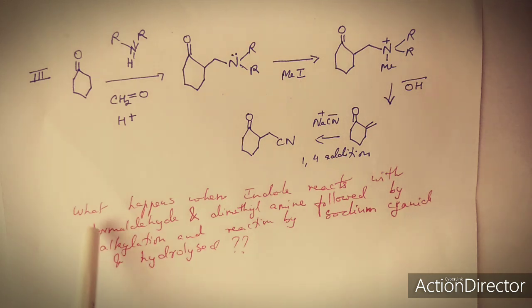So the question is, if you've now followed it properly, this will be easy for you. I would like you to reply to this in the comment section as to what is formed. What happens when indole reacts with formaldehyde and dimethylamine, followed by alkylation, so it is clear, and reaction with sodium cyanide and hydrolysis. It is further hydrolyzed. So it is quite a simple reaction. I'm sure all of you will be able to manage doing it.